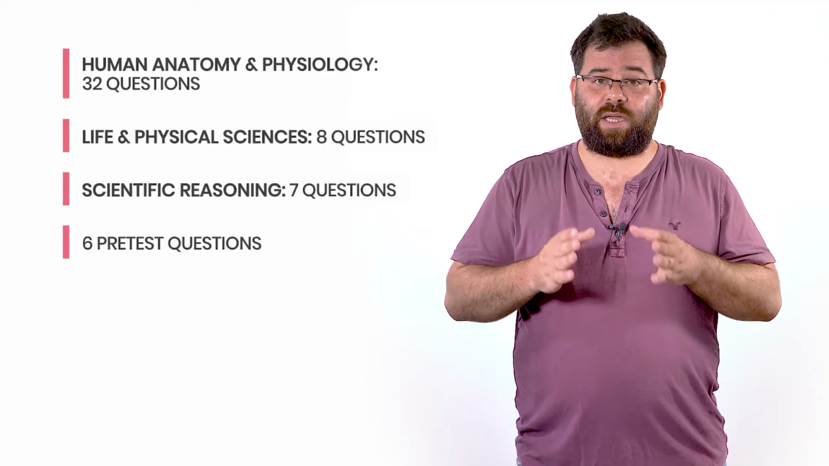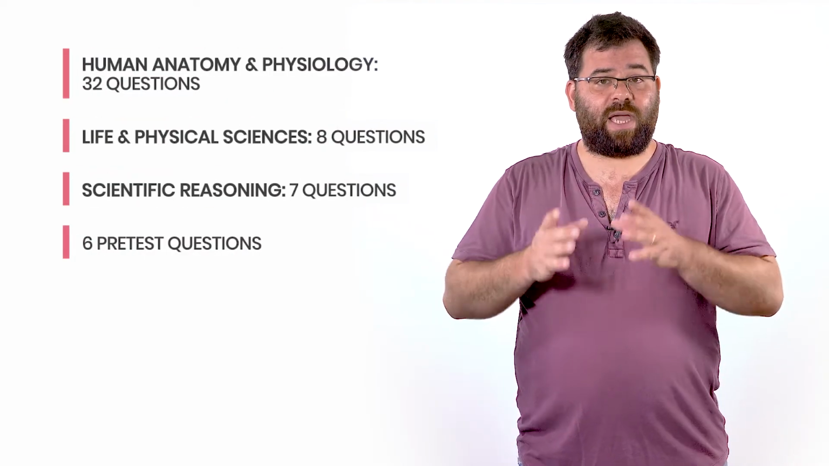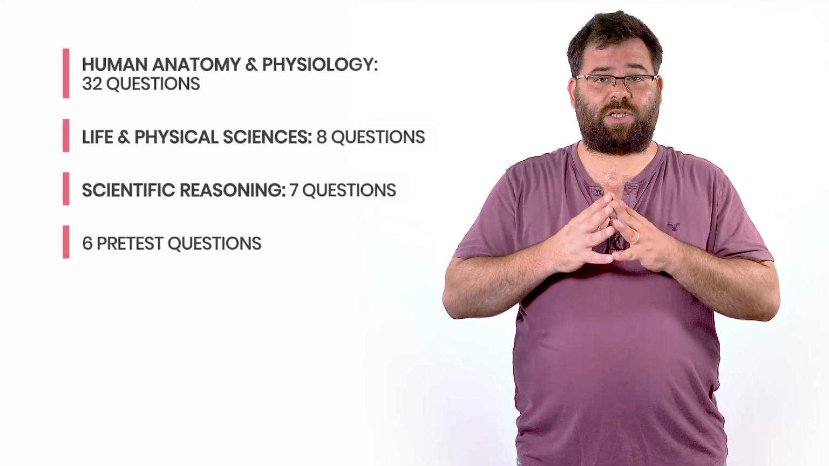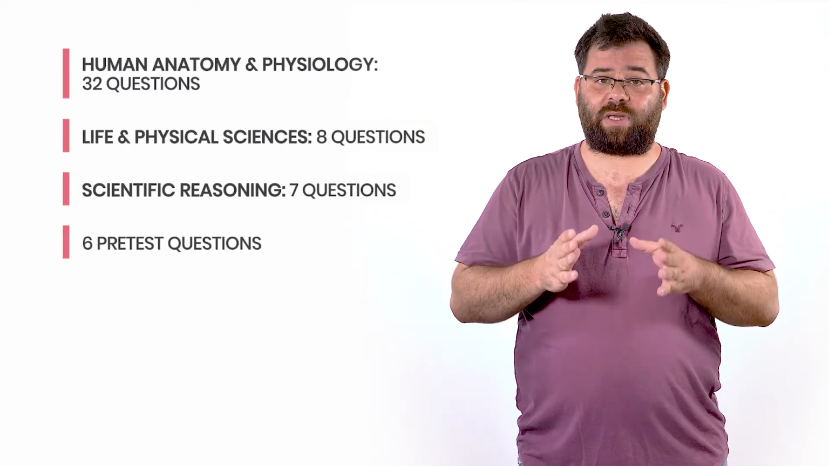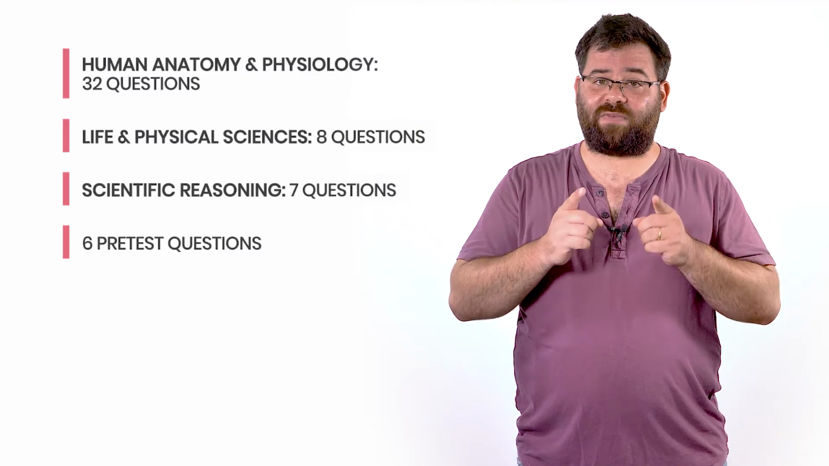The next section is the science section, which has 53 questions to be completed in 63 minutes. This is one of the larger topics on the TEAS in terms of information tested, and it requires a lot of memorization. It covers 3 topics with an emphasis on human anatomy and physiology.